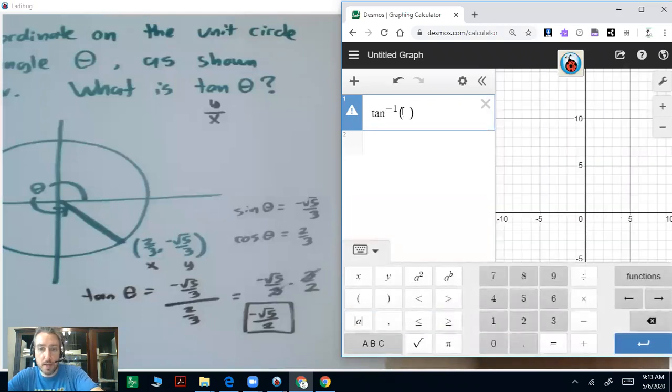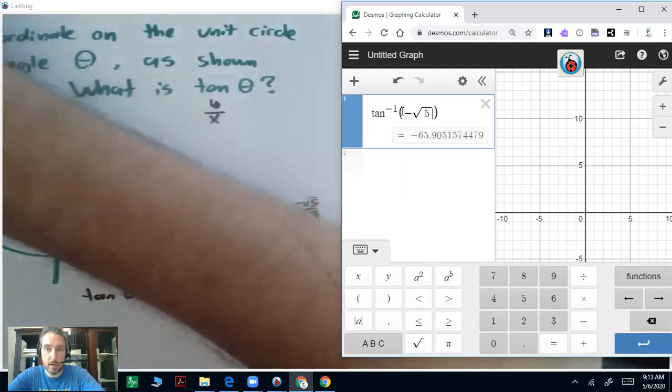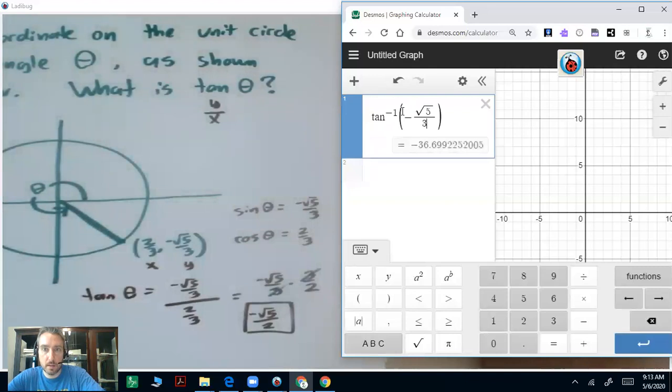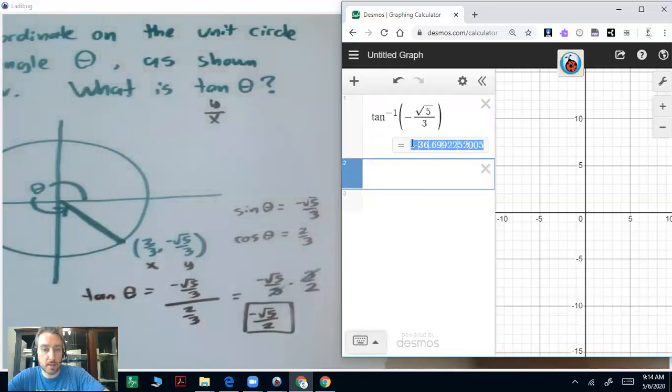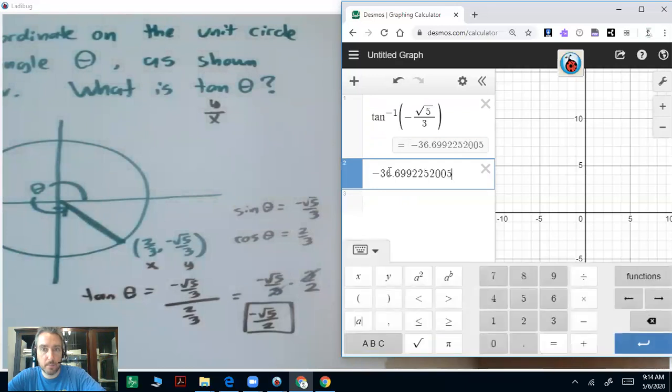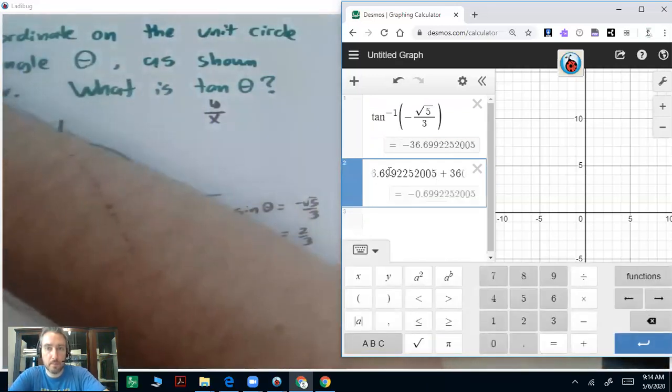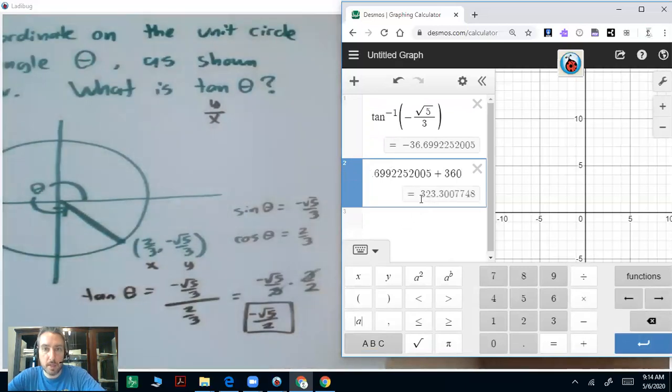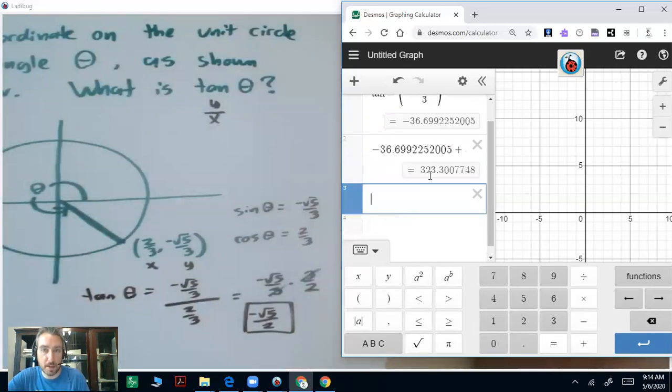If I do negative square root of 5, right arrow, divided by 3, that gives me negative 36.69 degrees. Now remember, this is a negative degree that's going this way. If I want to know what that is on the unit circle, I could simply add 360 to that. So let's do that. That should be 323.3 degrees. So interesting, but that's the degree version of it. I'm not going to try to get the radian because that'll be a decimal anyway.